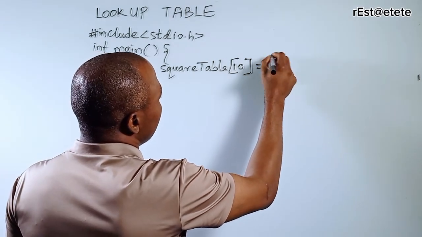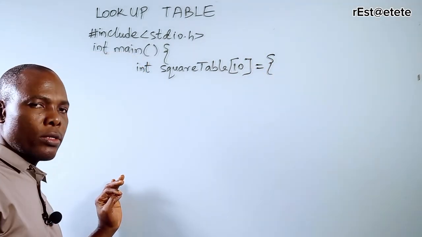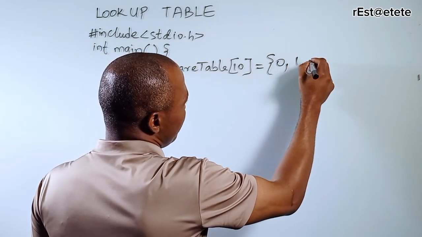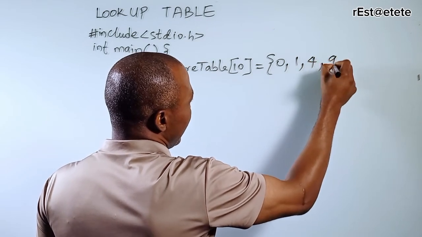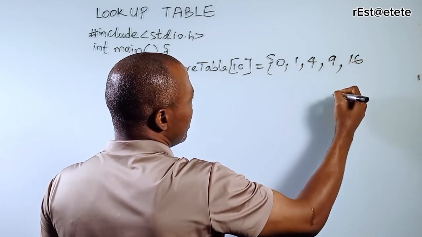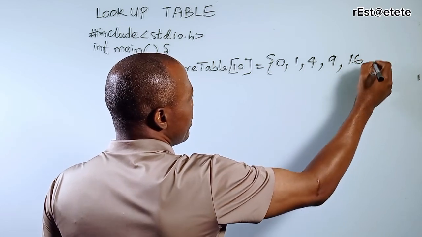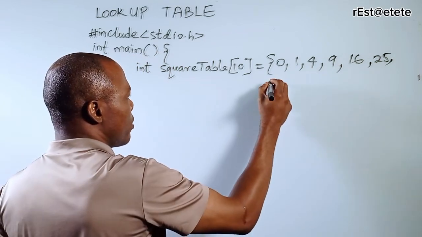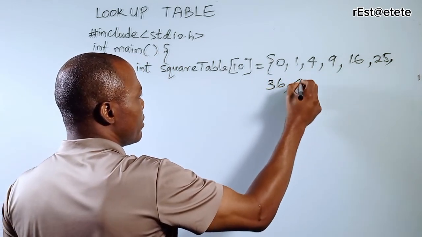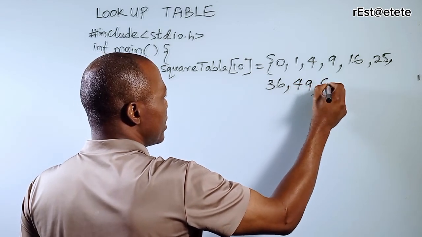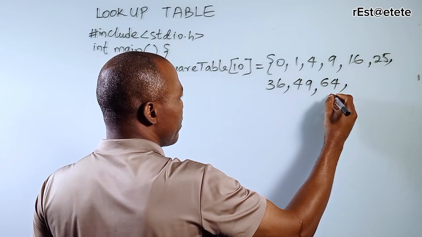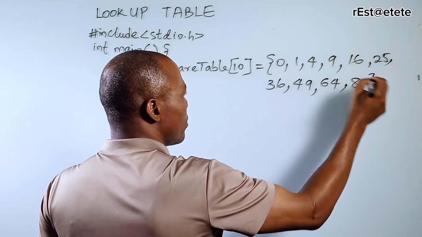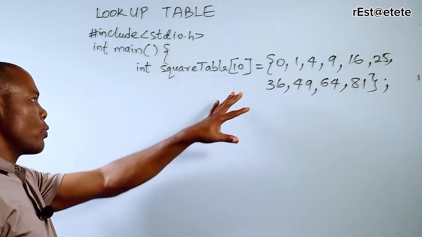Then inside, so the square of 0 is what? 0. The square of 1 is 1. The square of 2 is 4. The square of 3 is 9. The square of 4 is what? 16. The square of 5 is 25. So I'll just continue here. The square of 6 is what? 36. The square of 7 is what? 49. The square of 8 is 64. And the square of 9 is 81, right? So that is our square table.